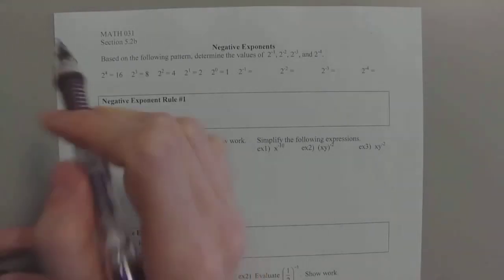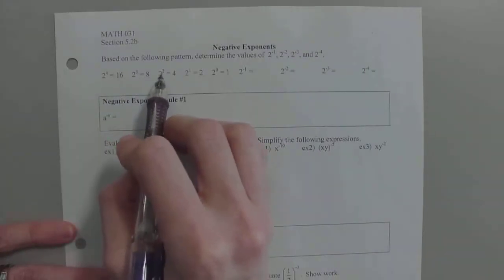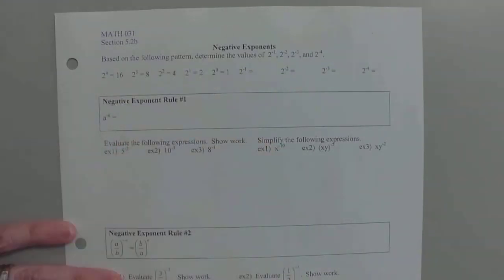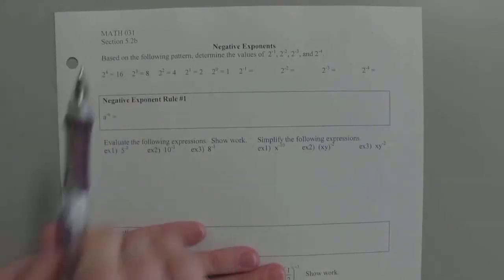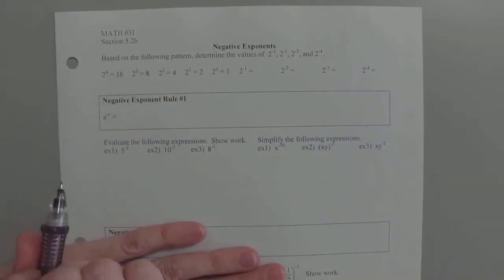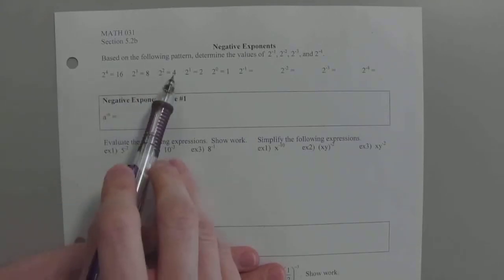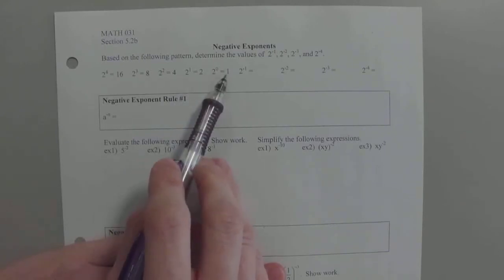So we have 2 to the fourth is 16, but 2 to the third is 8, 2 to the second is 4, 2 to the first is 2. What's happening to 16, 8, 4, 2? What are we doing each time? Well, let's go down though. How do you go from 16 to 8? You're dividing by 2, right? And then 8 divided by 2 is 4. 4 divided by 2 is 2. 2 divided by 2 is 1.